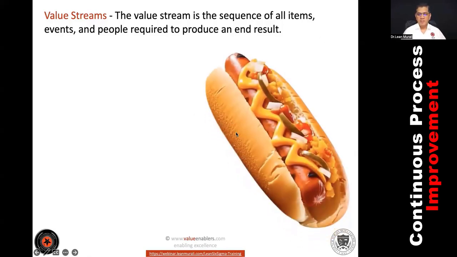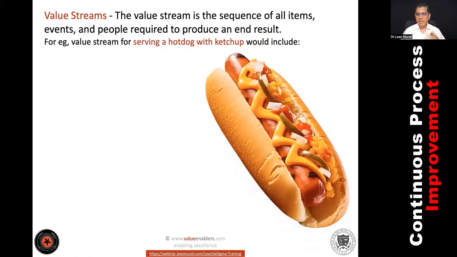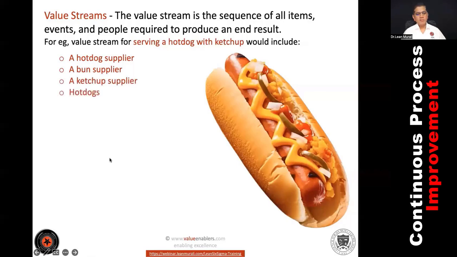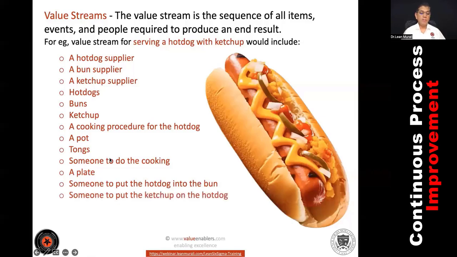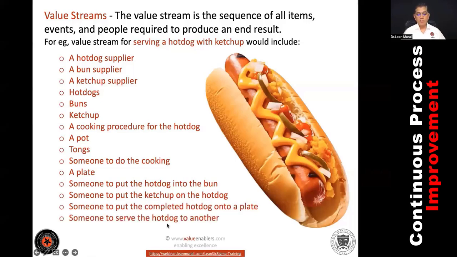For example, this is a hot dog. And if you want the value stream for the hot dog, you need information flows, you need process flows, and you need the timelines also. So you have a supplier, hot dog supplier, bun supplier, ketchup supplier, hot dogs, buns, ketchups, cooking procedure. This is a method, a pot, tongs, someone to do the cooking, a plate, someone to put the hot dog into the bun, someone to put the ketchup on the hot dog, someone to put a completed hot dog on the plate, and someone to serve the hot dog.